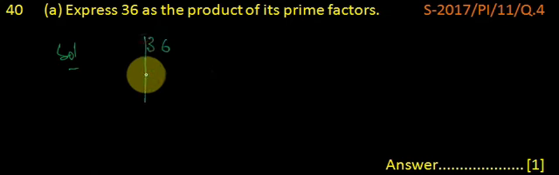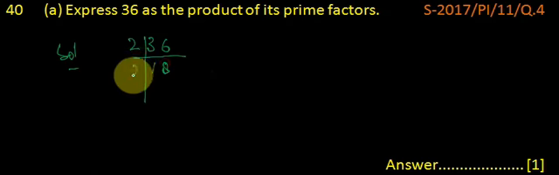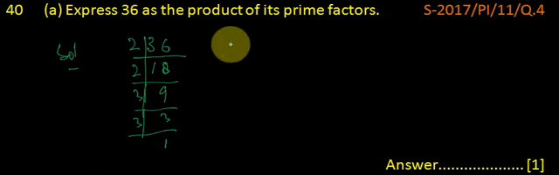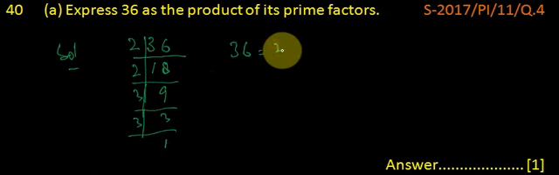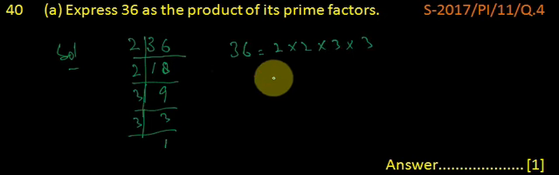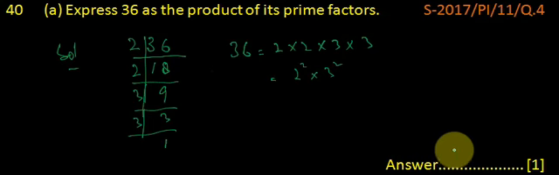36, when we take the LCM to find the factors: 2 1s are 2, 2 8s are 16, and 2 9s are 18, 3 3s are 9, and then 3 1s are 3. So the factors of 36 are 2 multiplied by 2 multiplied by 3 multiplied by 3, or we may write 2 squared multiplied by 3 squared. So the answer is 2 squared multiplied by 3 squared.